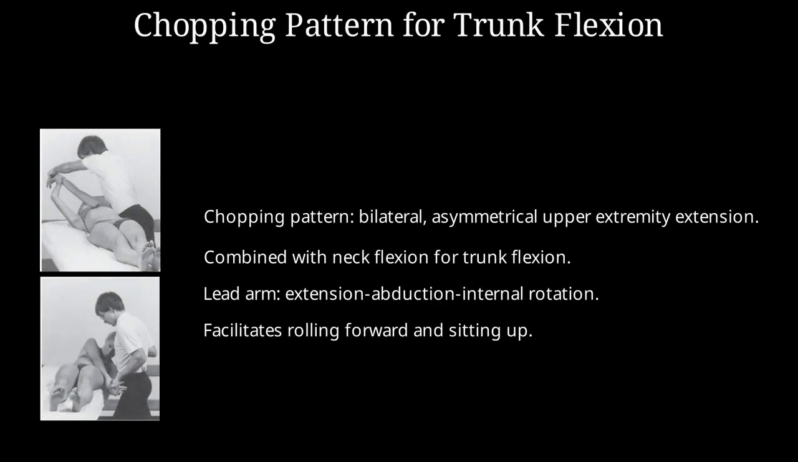The chopping pattern uses bilateral, asymmetrical upper extremity extension combined with neck flexion to exercise trunk flexion. The lead arm performs extension, abduction, and internal rotation, while the following arm assists. This pattern is useful for facilitating functional motions like rolling forward or coming to a sitting position.